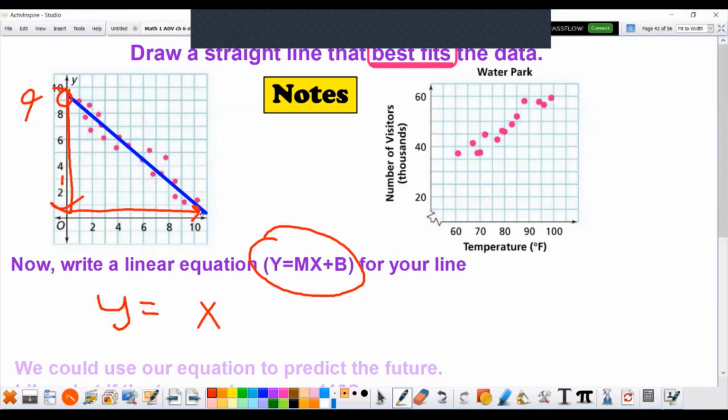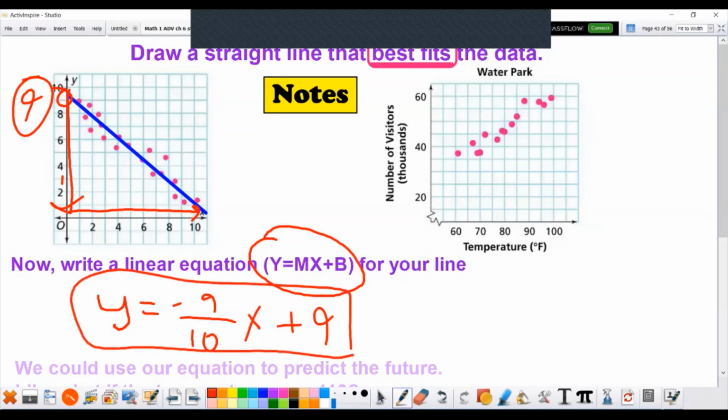So I'm going to write negative, it's going down, negative 9 over 10x plus b. And where's b? Where did I put the beginning? I said it started at 9. There you go. There's the equation. Is it perfect? No. But is it pretty good? It's pretty good. Yeah. Negative 9 over 10.